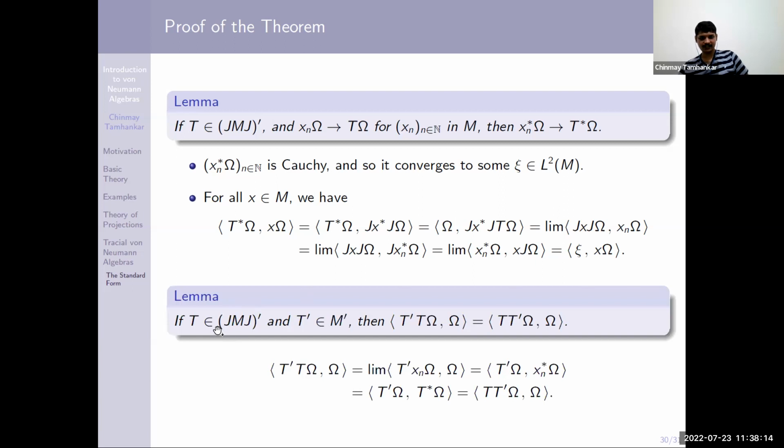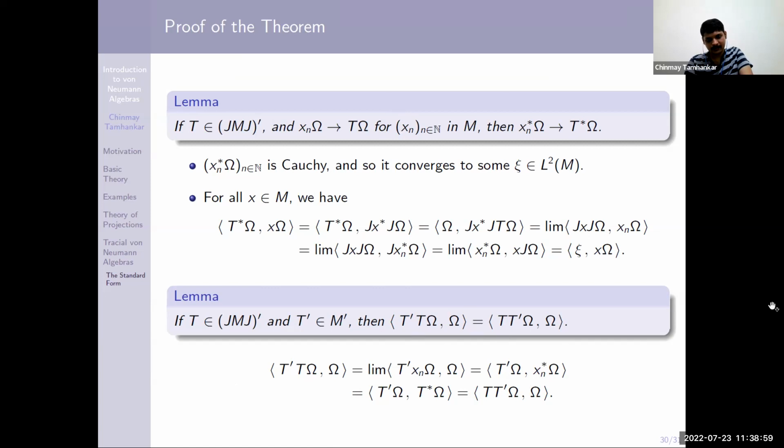The second lemma says that if we have T in the J M J commutant and T prime in the M commutant, then the inner product of T prime T omega with omega is the same as the inner product of T prime omega with omega. This is just by this series of equations. So this is a typo, I need to add a limit here. But this series of equations we get using the first lemma. So x_n star omega converges to T star omega by the first lemma, and so this equation is correct, and we get this.